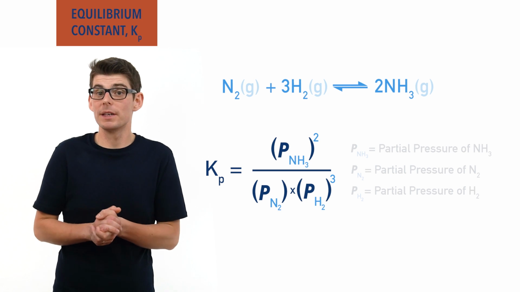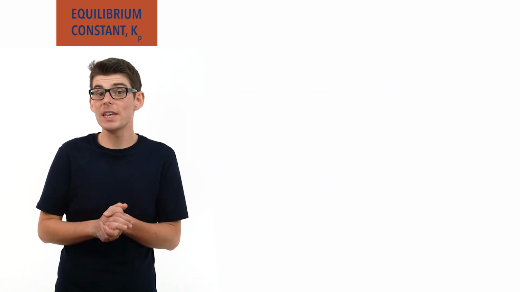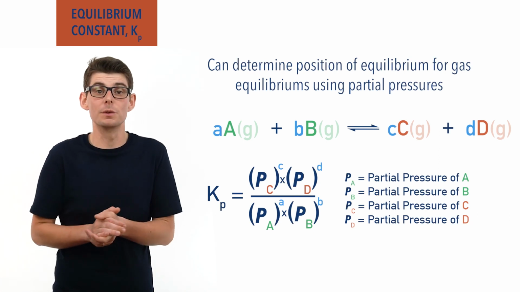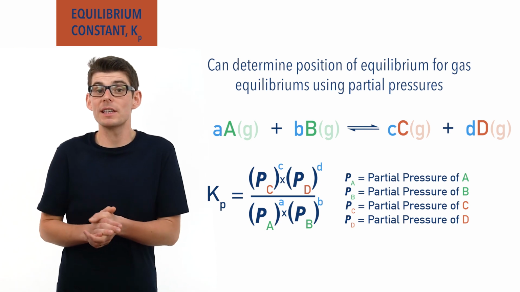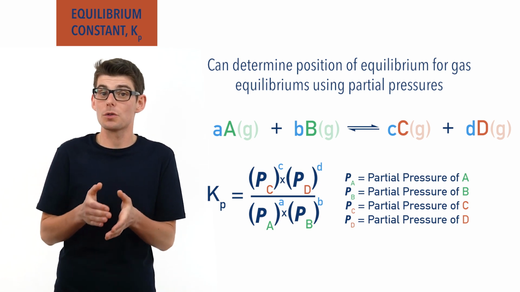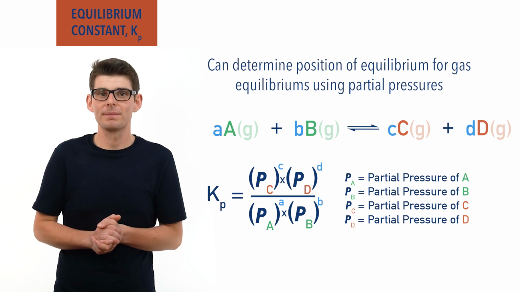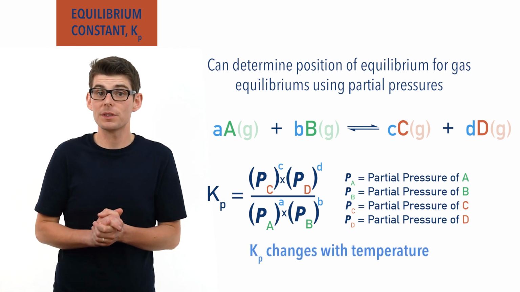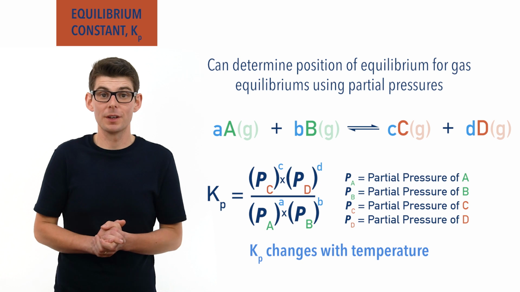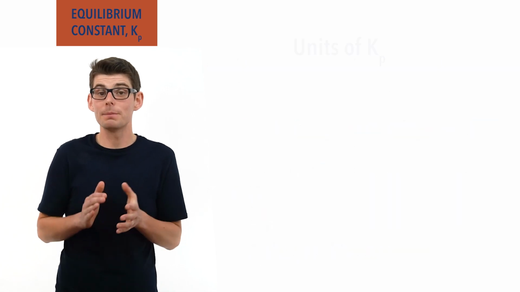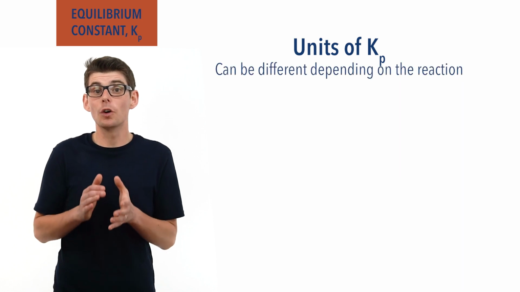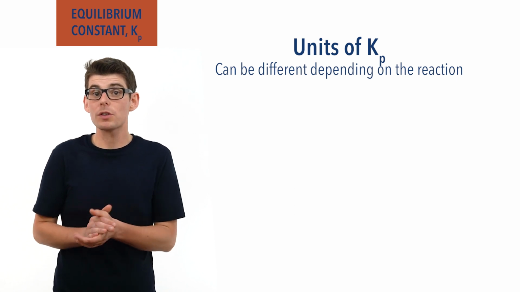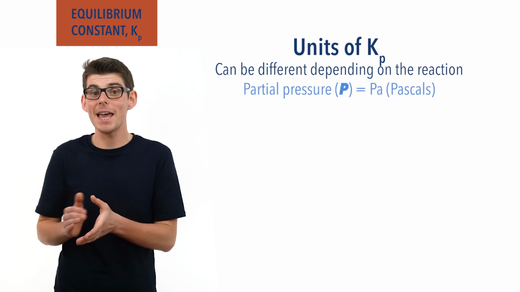For homogeneous gas-based systems then, we can determine positions of equilibrium using partial pressures of gases in the equilibrium mixture, rather than using concentration. Kp works in the same way as Kc, just using partial pressures rather than concentration. Just like Kc, Kp changes with temperature, and a Kp value for a system is only for a specific temperature. The units of Kp can be different for different reactions, depending on the molar ratios of reactants and products in the reaction equation. Partial pressures have the units of pascals, Pa.